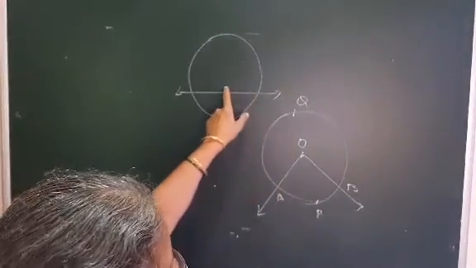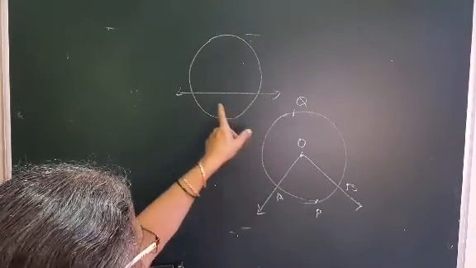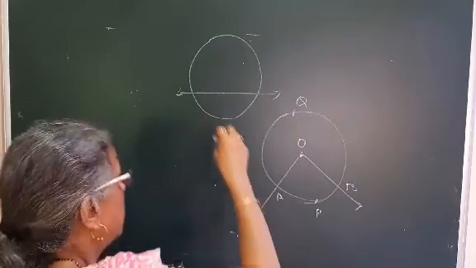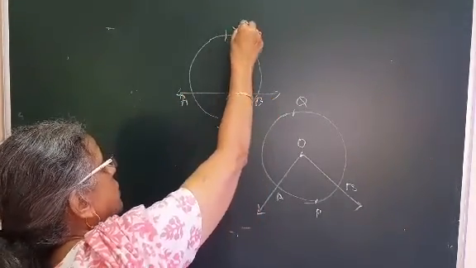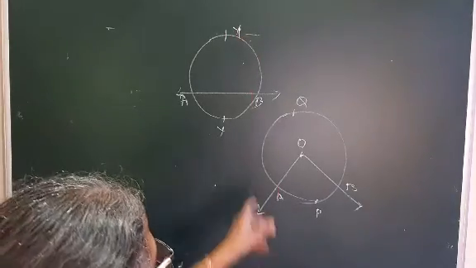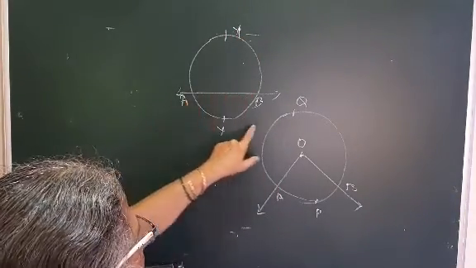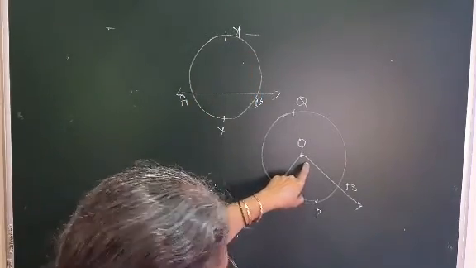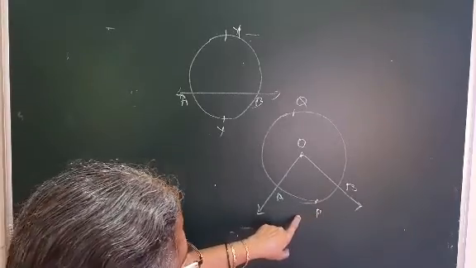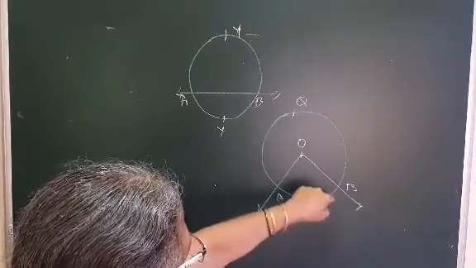So the circle gets divided into two parts in two ways. First, by drawing a secant, they have labeled this as A, B, this is X and this is Y. Followed? So due to the secant, the circle gets divided into two parts, arc AXB and arc AYB. But due to the central angle also the circle gets divided into two parts, that is arc APB and arc AQB.